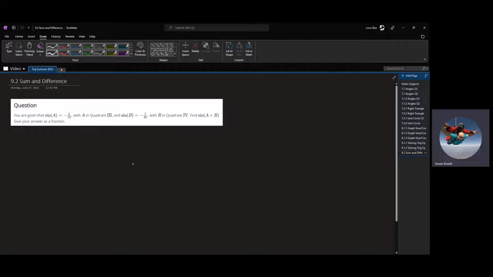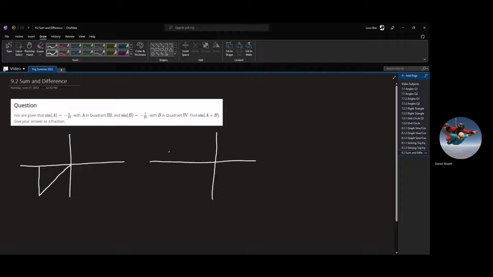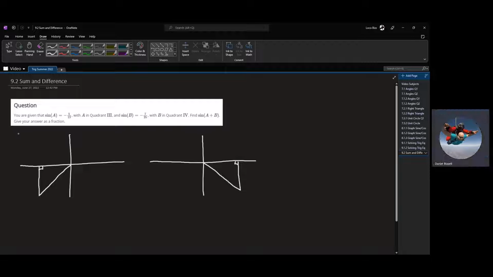To solve this problem, the first thing I like to do is just go ahead and draw our triangles. And in this problem, we've got two. We've got one of them down here in quadrant 3, and then we have one of them in quadrant 4. So this is A and this is B.